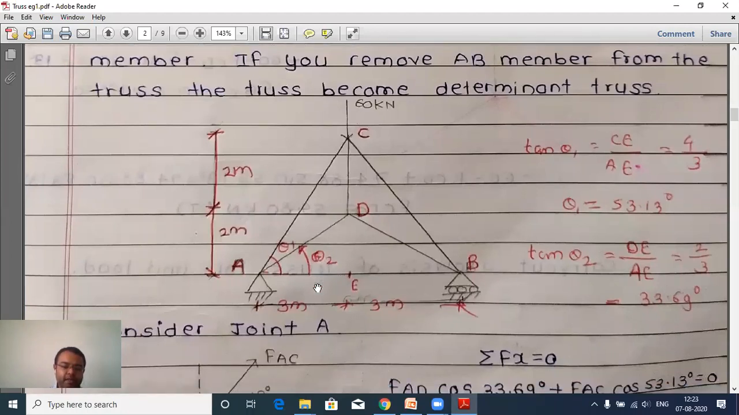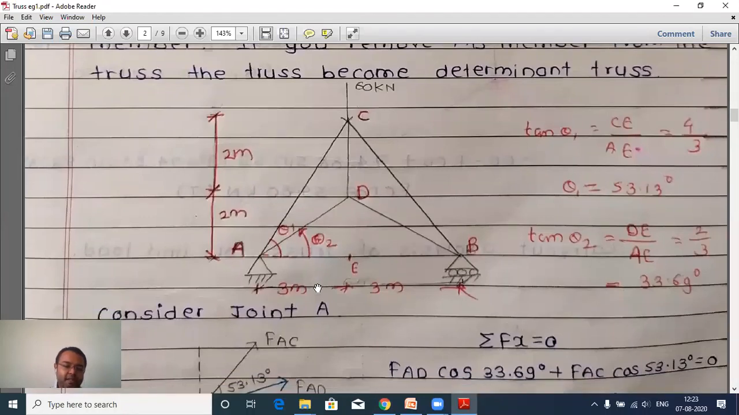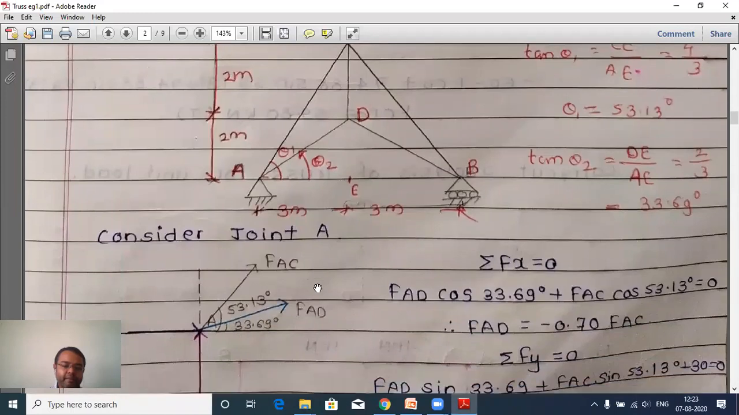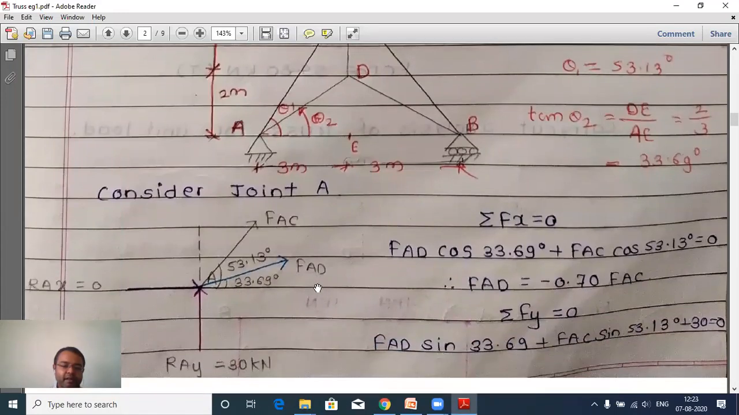Next, to solve this example, we'll consider the free body diagram. We have considered the free body diagram of joint A. That means we are going to solve the given example by the joint method. By application of the joint method, we are going to solve this.